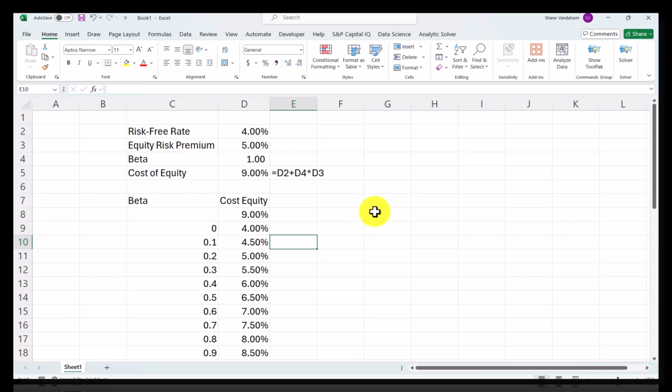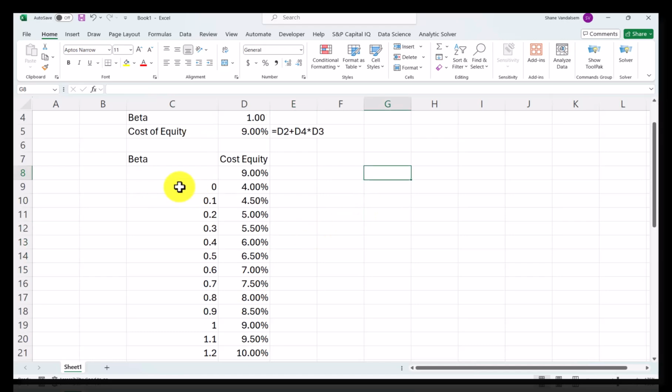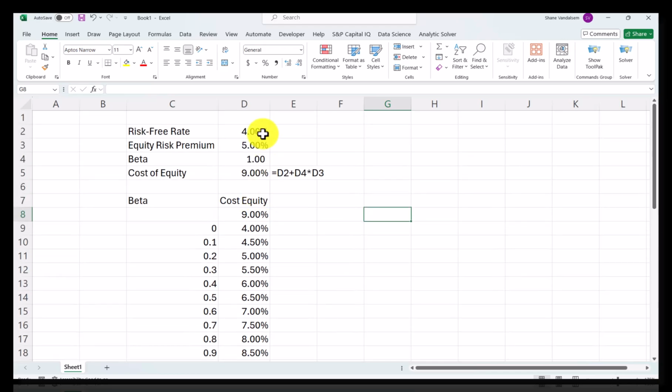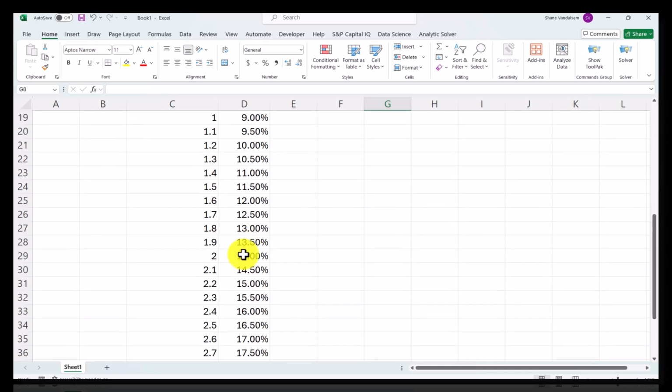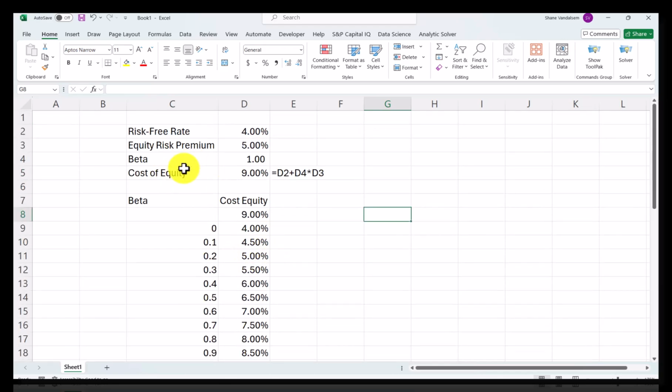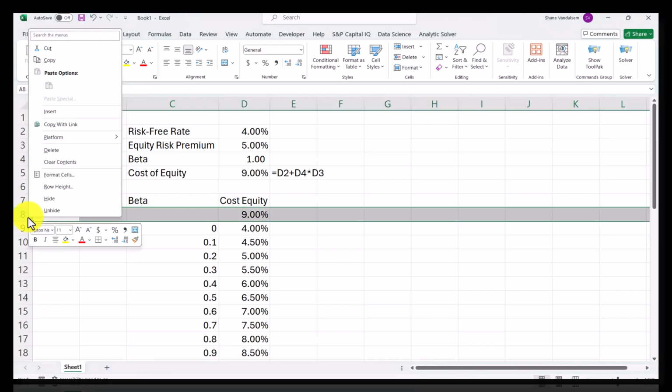So now you can see that if the beta for the stock is 0, then the required rate of return for that stock is just the risk-free rate. And if the beta for the stock is 2, then the cost of equity, or the required rate of return for equity, would be 2 times the equity risk premium of 5, so that'd be 10%, plus the risk-free rate of 4. The last thing I'm going to do in this example is I'm going to hide this row here.